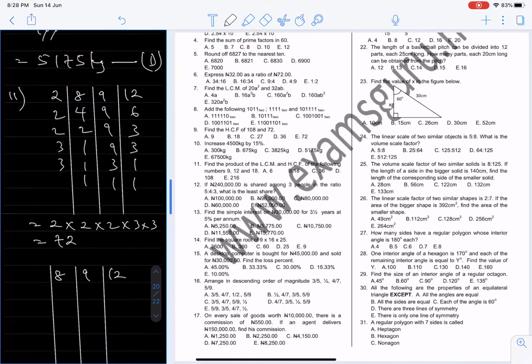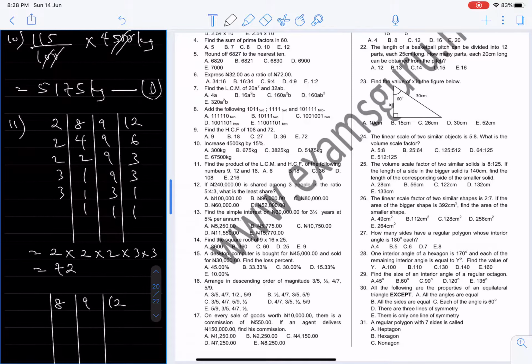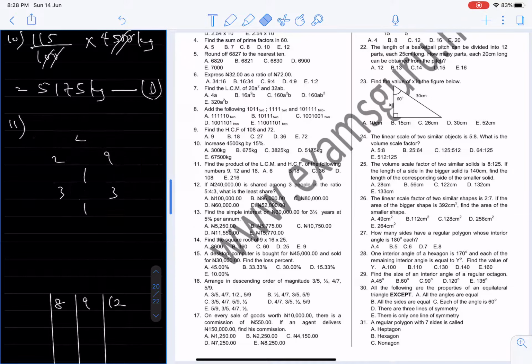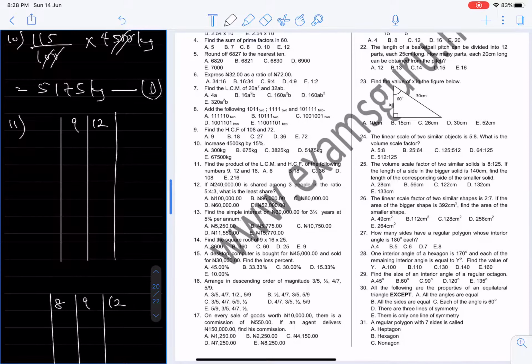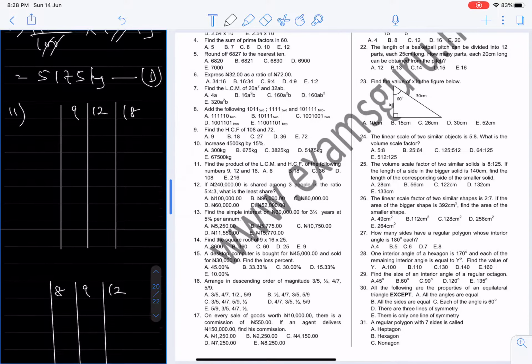Oh, sorry about that. That's actually 18. Oh, what an error. Numbers are actually 9, 12, and 18. Sorry, made a mistake. I think I have to just redo that. The numbers are 9, 12, and 18, and not 8, 9, 12. So I'm finding the LCM first.